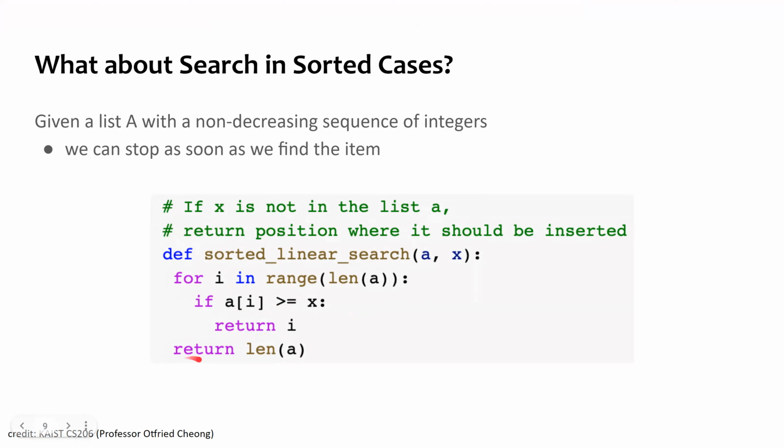And here you can take a close look at this part. We are going to return the length of A if we cannot find any index that corresponds to this item x, because here, what we are returning is the position where x could be inserted. So if x is larger than all the items inside this array A, then we need to put that item at the end of this array using something like append. So this return i or len A represents the possible position where x can be appended or inserted. So that is why we are returning i or len A here.